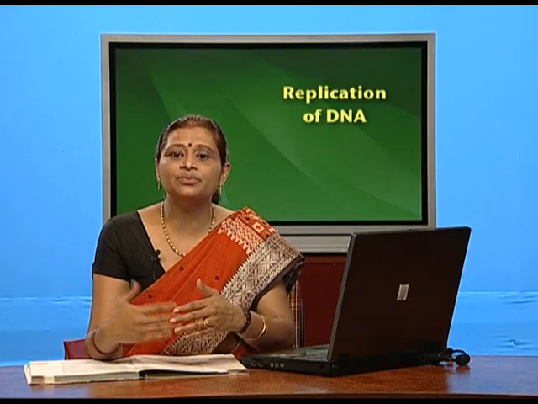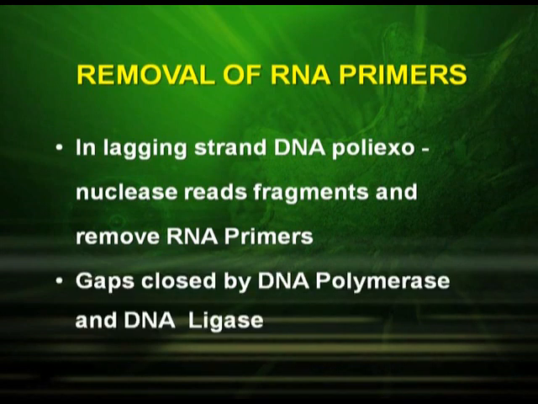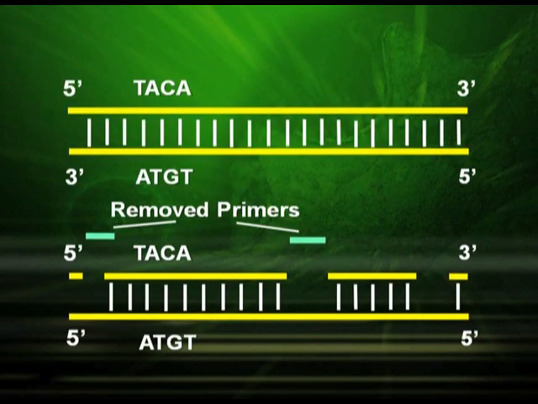The next step is the removal of RNA primers. In the lagging strand, the DNA polymerase 1 has exonuclease activity that reads fragments and removes the RNA primers. The gaps are closed by DNA polymerase and DNA ligase. This is very clear in the following picture where the RNA primers are removed and the gaps are sealed.